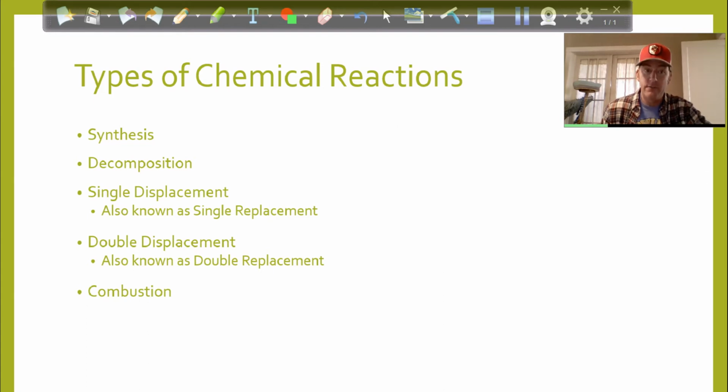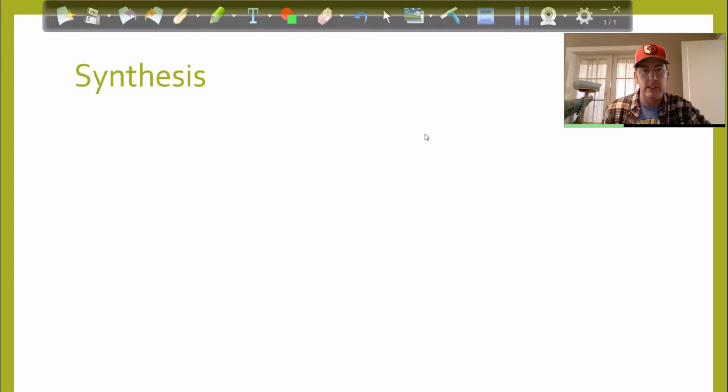And there's these 5: synthesis, decomposition, single displacement. So displacement, you could also use the word replacement. They're synonymous there. Double displacement or double replacement. And combustion. So let's start talking about synthesis.